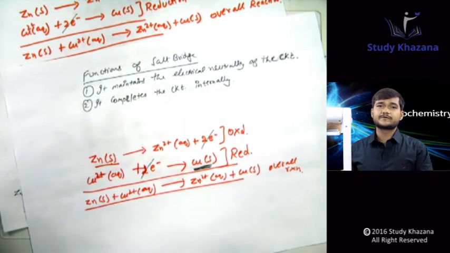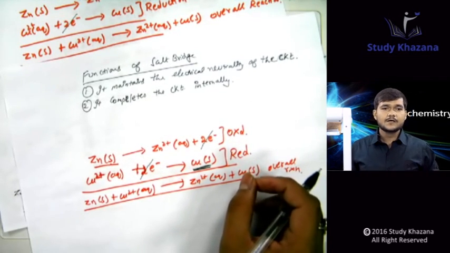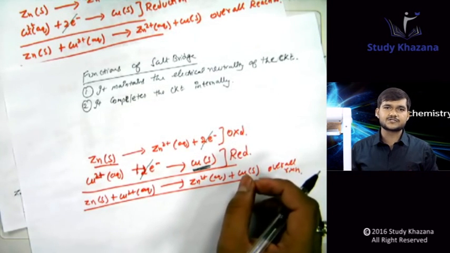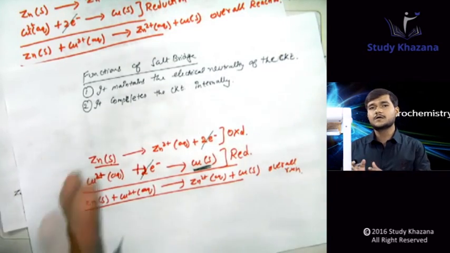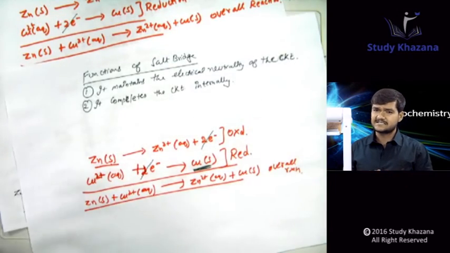And I have explained to you the direct redox, in which the oxidation and reduction occur in the same container, where the chemical energy was converted into the heat energy. Now what we have done in the indirect redox reaction, we have taken two separate containers in which oxidation and reduction occur separately.